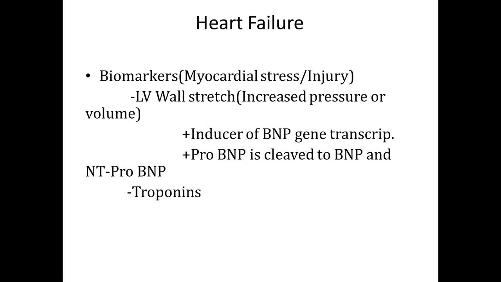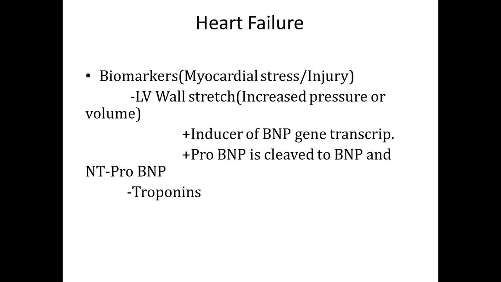Because of the increased pressure and stretch of the LV, the gene is going to be modified to give you pro-BNP and NT-proBNP. The pro-BNP is further broken down to BNP and NT-proBNP. So that's brain natriuretic peptide. What we are saying is that you have an insult to the heart. The heart tries to compensate for this insult. So the Frank-Starling mechanism is going to come into play.